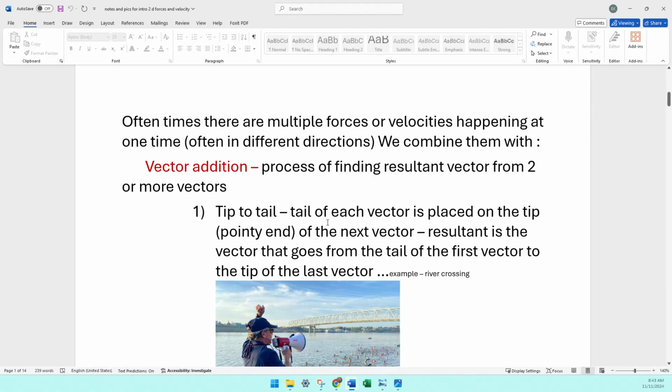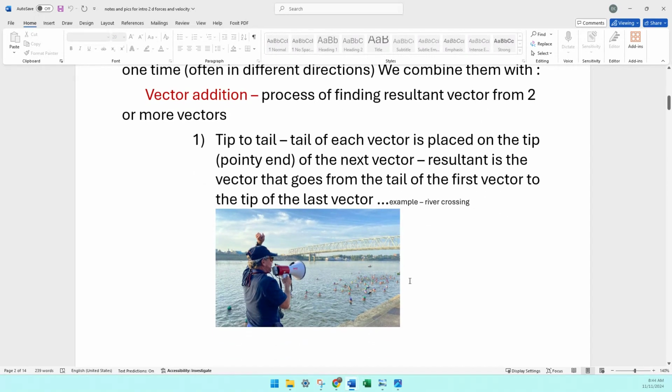We can combine them using vector addition. This is the process of finding the resultant vectors from two or more vectors. Now, there's two methods I'm going to show you. The first one is tip to tail. I think it's a little better conceptually. It's a good place to start. And then the second method I'll show you is X and Y components, and that's better, I think, mathematically. The tip to tail method, as it's stated there, you can read that and write it down. I'll show you what I mean in a second.